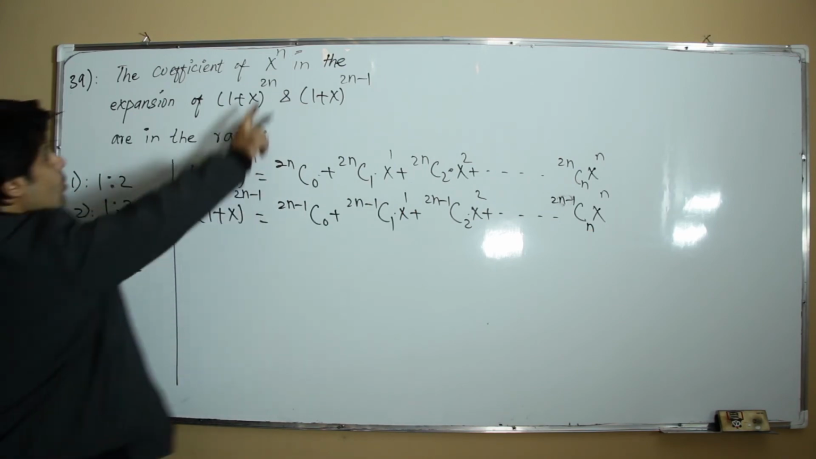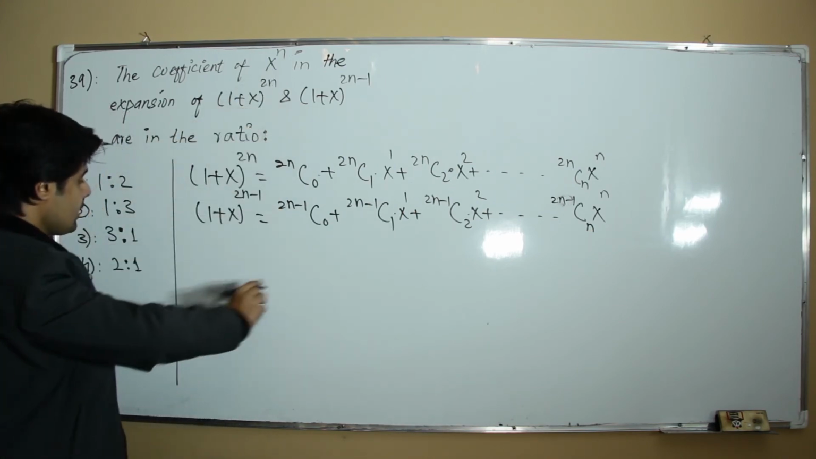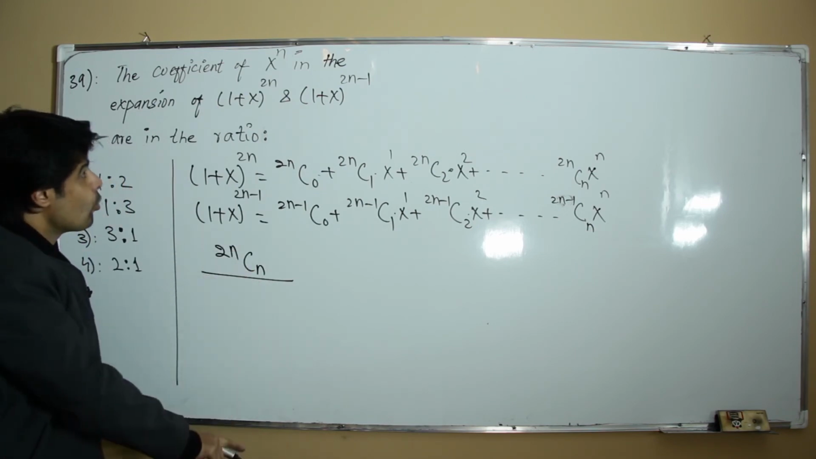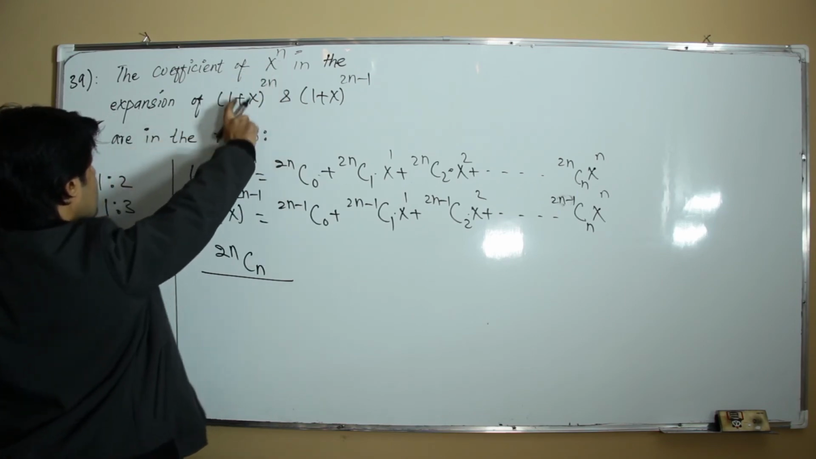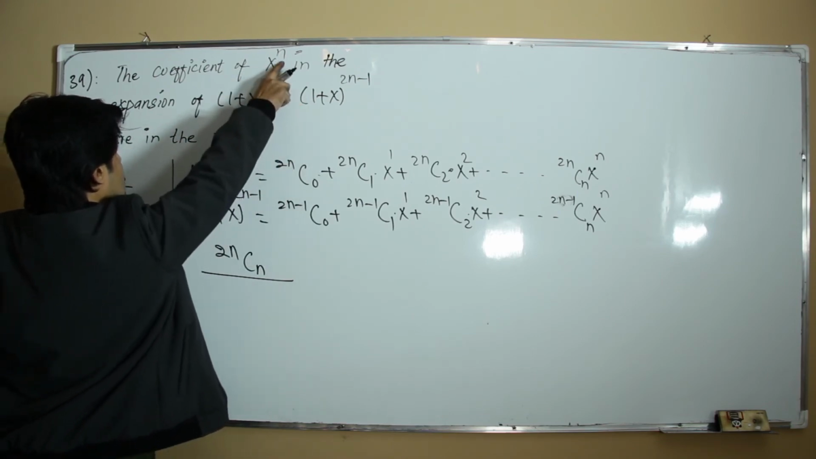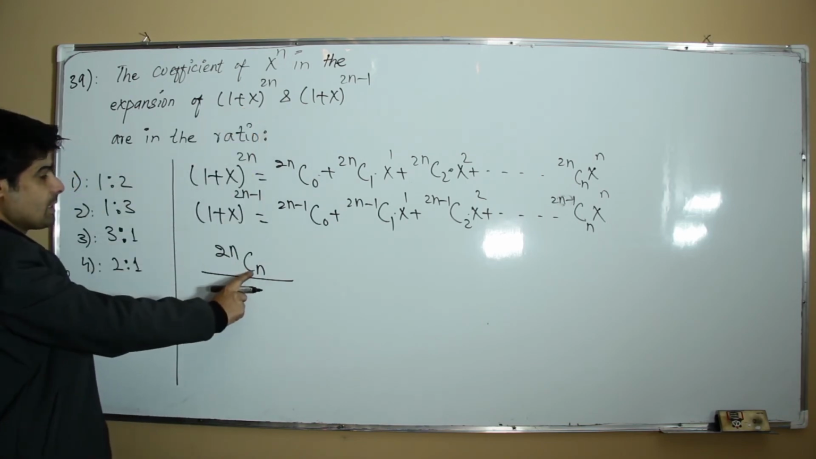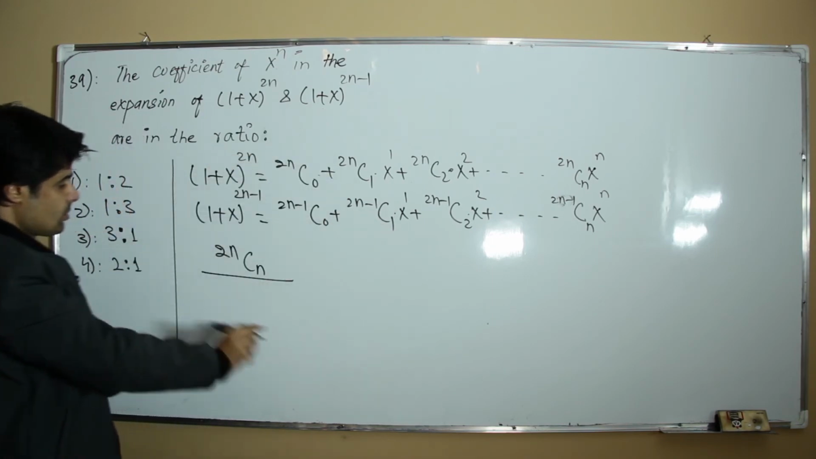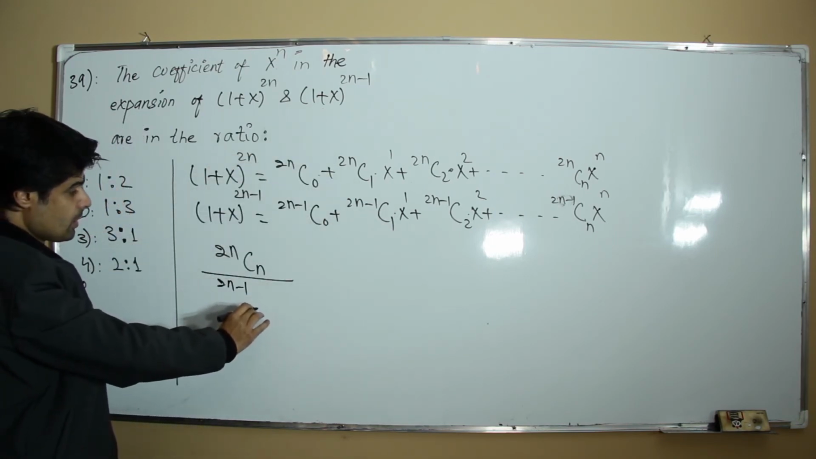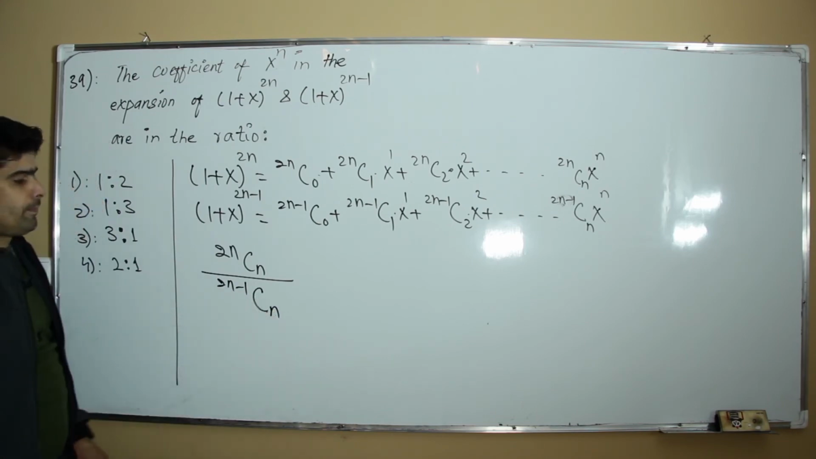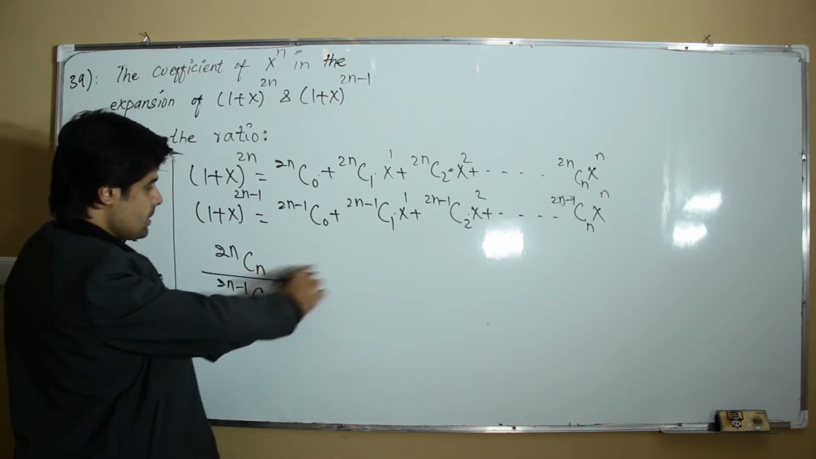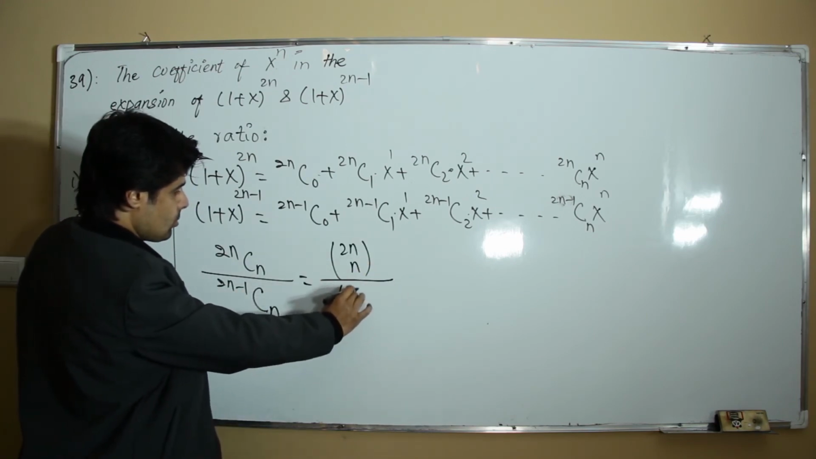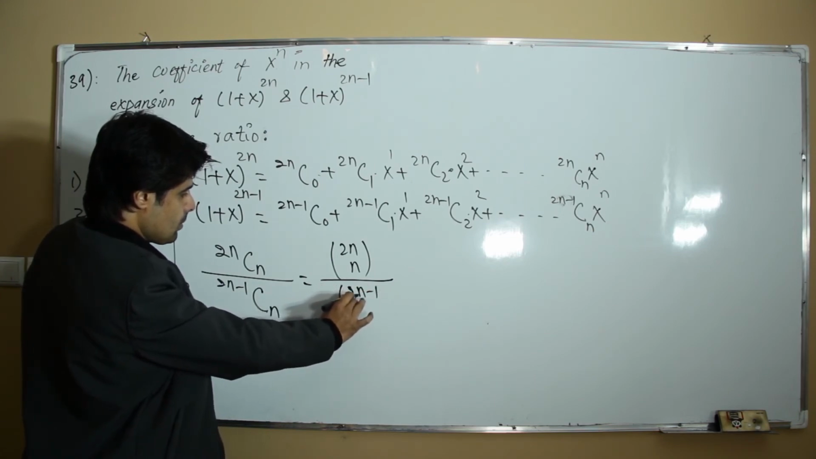Now the coefficient of x to the power n in the first expansion is 2n cn. What is the coefficient of x to the power n in the second expansion? It is 2n minus 1 cn. Now simplify. This one means 2n by n, and this one means 2n minus 1 by n.